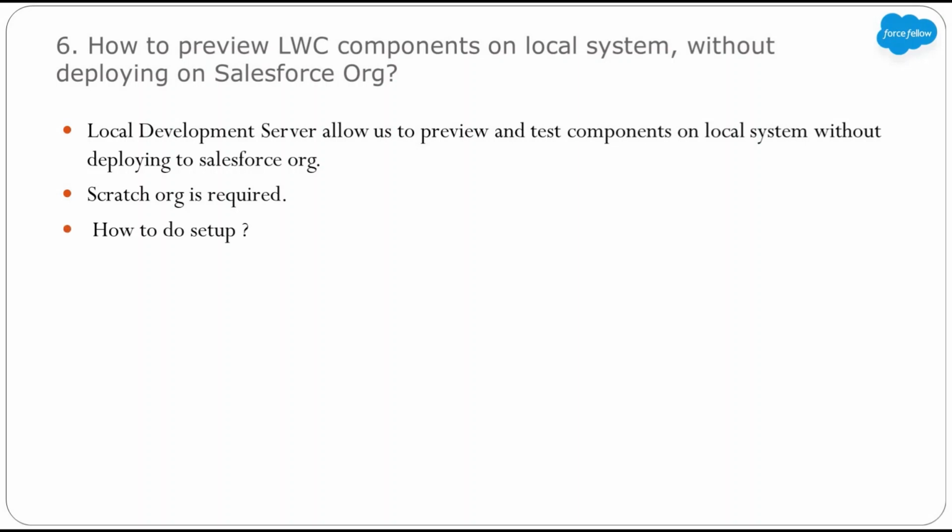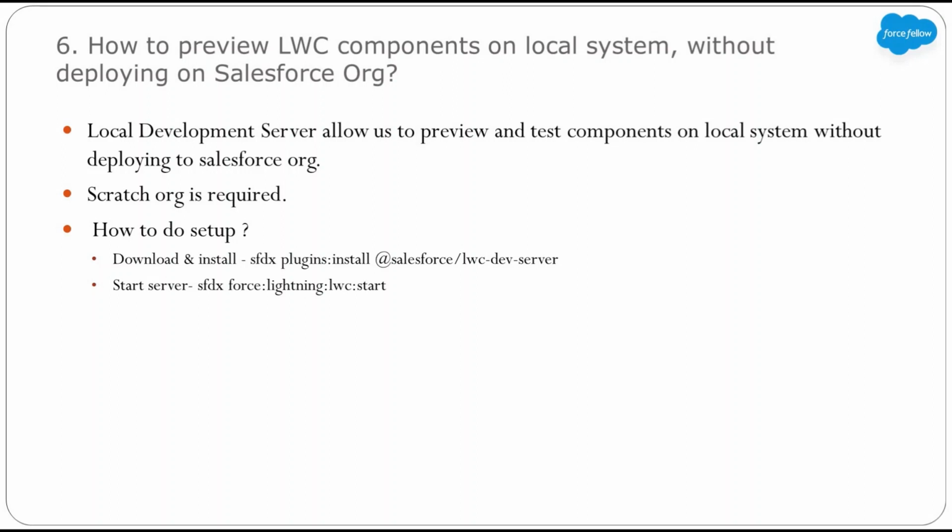Okay. Now let's discuss how you can set up this local development server on your system. So after installing VS Code and Salesforce CLI, if you want to install the local development server, then we have to run this command in a command prompt or terminal window. So this command will download and install the local development server on your system. And this command is used to start the local development server. And if you want to see this in practical, like how to install the local development server and preview components, then you can check out my LWC crash course video, in which I have shown this in practical and explained everything in detail. And you can find the link in the description.